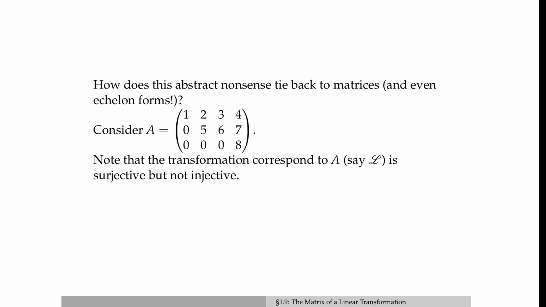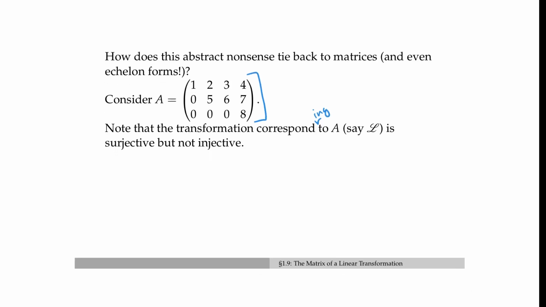Now, how does this abstract nonsense tie back to matrices and echelon forms? Okay, let's see that. Let's consider the matrix A here. Note the transformation corresponding to A is surjective but not injective. Now, how can we see that? It turns out that's pretty easy.